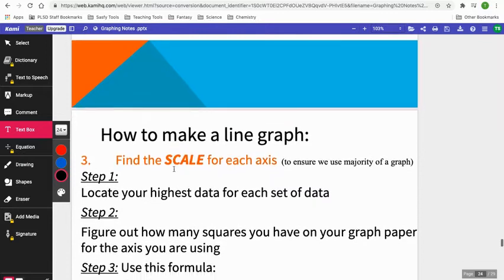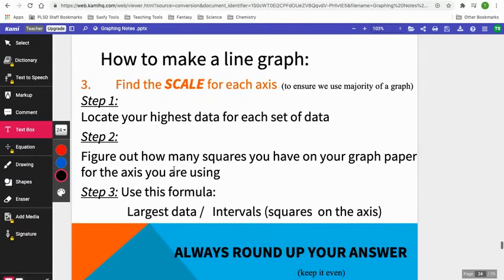Okay, and then the next step is to find the scale for each axis. So I want you to pause this video right now and go ahead and write down step one, step two, and step three. And then I'm going to go ahead and go over how to scale the graph.